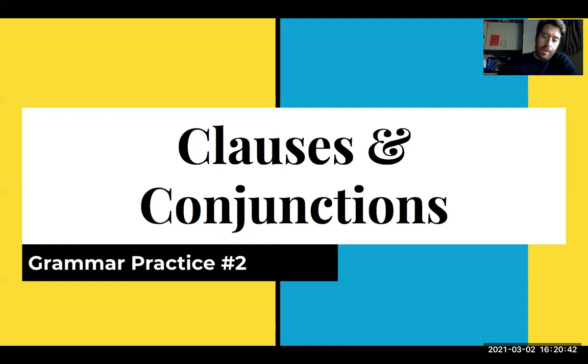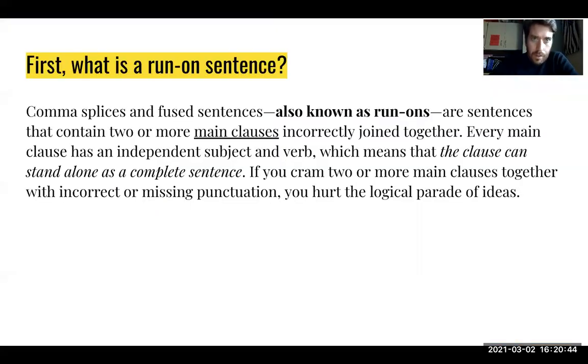Let's talk first about some definitions. First definition: what is a run-on sentence? Again, this is one of the most common writing errors that I see with my seniors. A run-on sentence is basically caused by a comma splice or a fused sentence, also known as run-ons. It's whenever you have a sentence that has two or more main clauses that are incorrectly joined together. Sometimes when we think about a run-on sentence, we think it just means a really long sentence, and that's not always the case. You can have a run-on sentence that's actually pretty short and doesn't contain that many words.